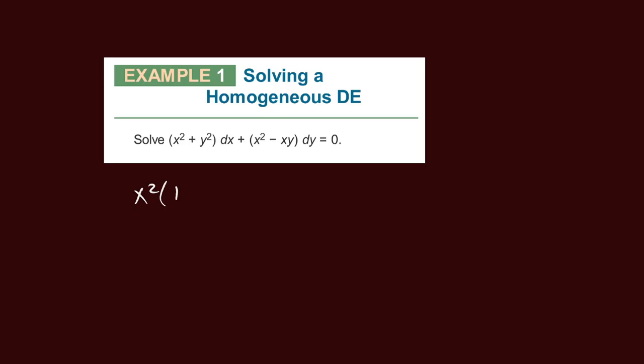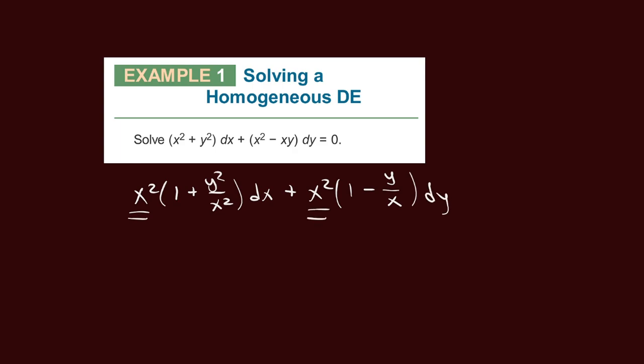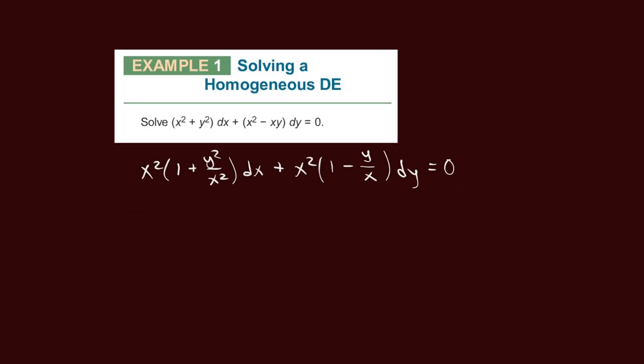So this is (1 plus y squared over x squared) dx plus x squared (1 minus y over x) dy. And we see these are to the power of 2. See how these two x's are to the power of 2? So they have the same power or degree. This is how you know that it's a homogeneous differential equation. So pretty much this is how we're going to start.